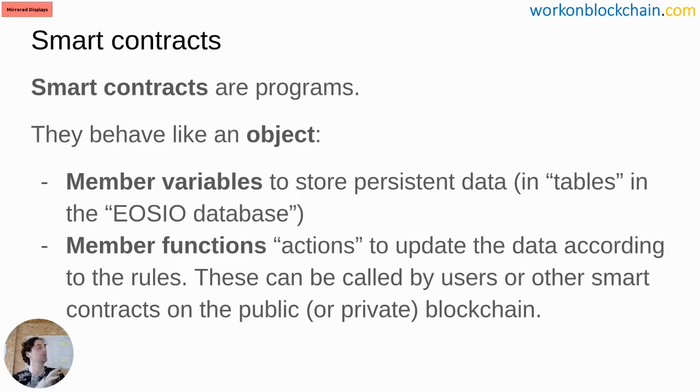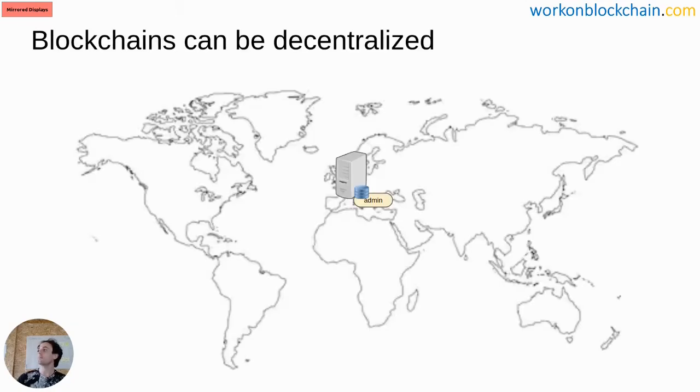Absolutely. EOSIO is the open source software protocol. EOS is one of the many blockchains deployed using it. So like I said, these smart contracts are like programs. They behave like an object. They have member variables, and they store persistent data for the program, and that's in something called the EOSIO database, as it's labeled by the makers. And then member functions which expose custom rules that allow you to update that database.